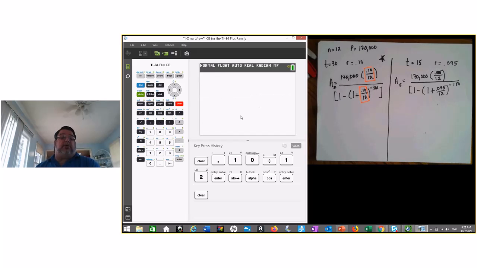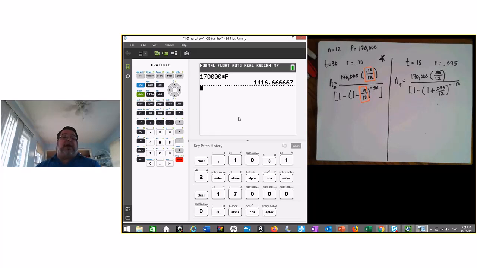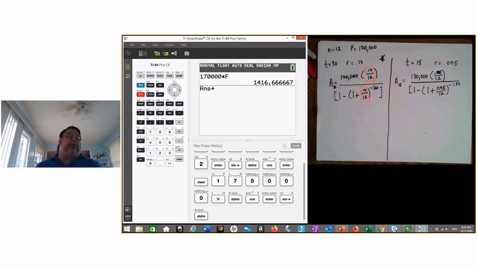All right, so clear. And now I'm going to take 170,000 times alpha F, and that's equal to that number. So I'm going to store that as alpha numerator, which I think is log. Enter.